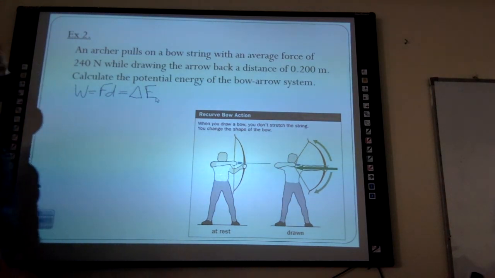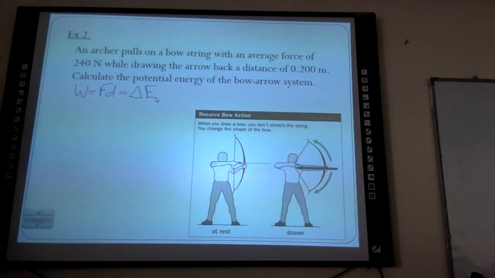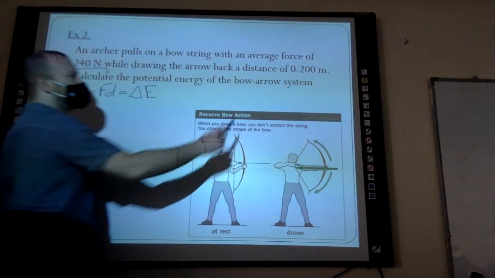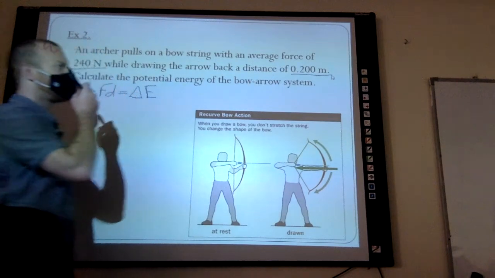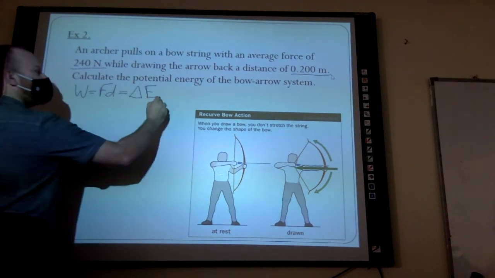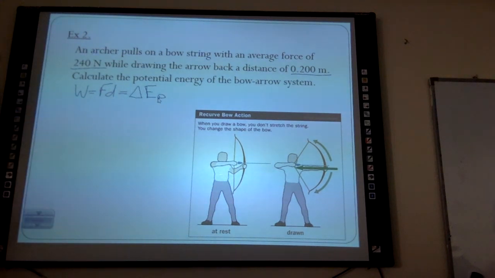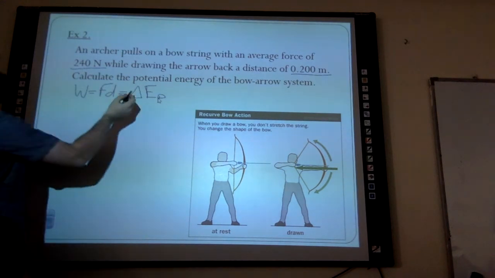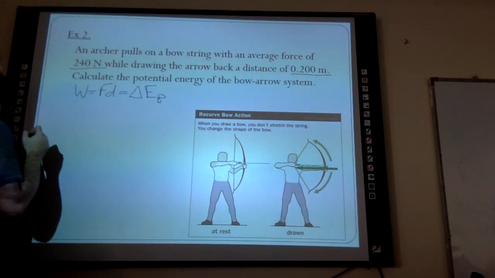It's also equal to change in energy. So in this system, we're told the force acting on the object, 240 newtons, and the distance that you apply it. What kind of energy is changing in this question? Potential energy. I want to know what potential energy I have by doing this. So force times distance equals change in potential energy.